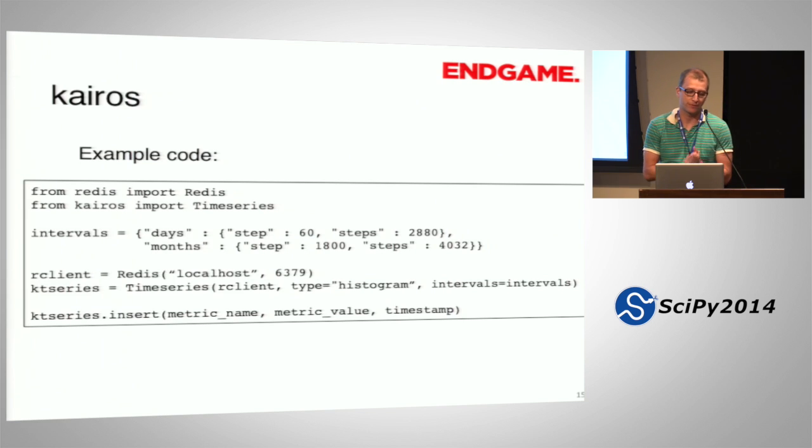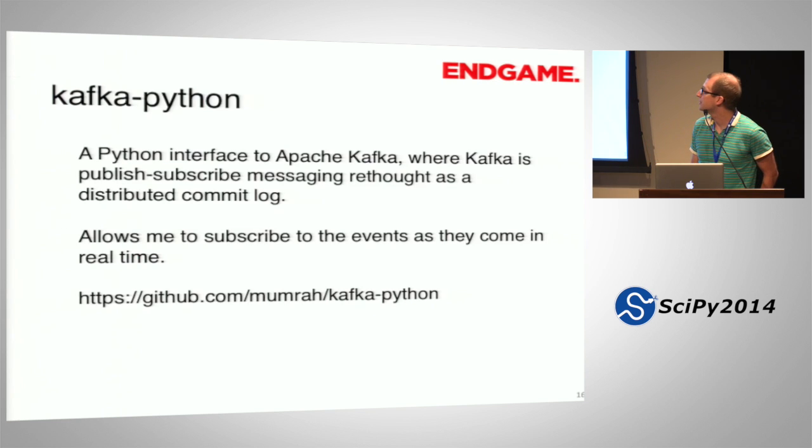So yeah, the first way I fill that database is in real time by a Python interface to the Apache Kafka project, where Kafka is just publish subscribe messaging rethought as a commit log. And it's distributed in order to handle really high throughput of incoming data. This project is available there. It's a Python interface to this Apache project, and here's the simple interface to it.